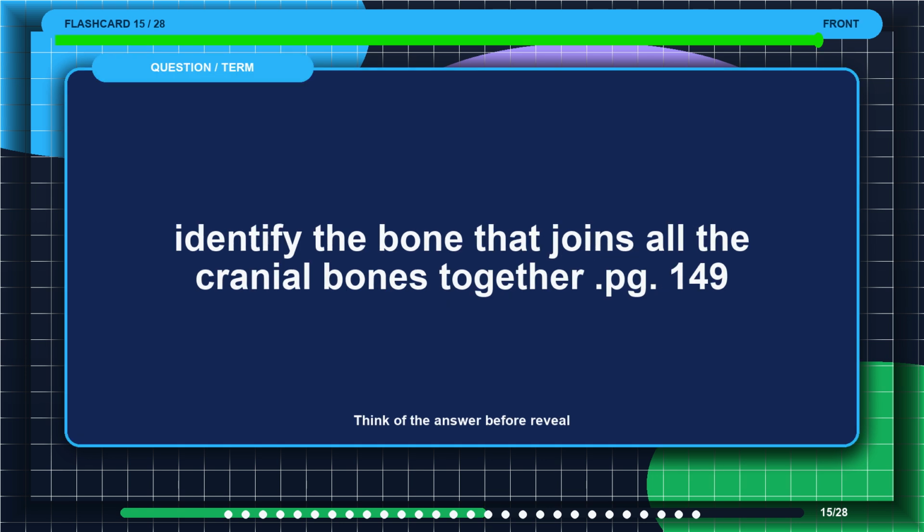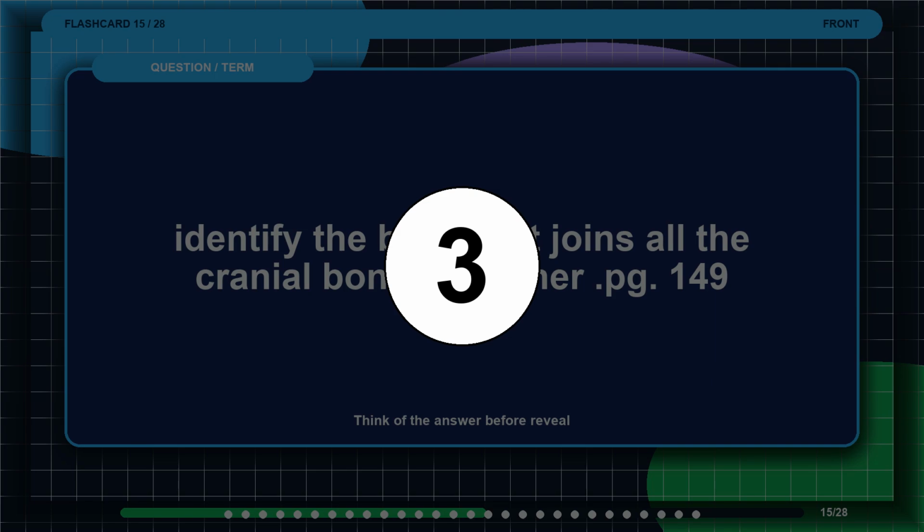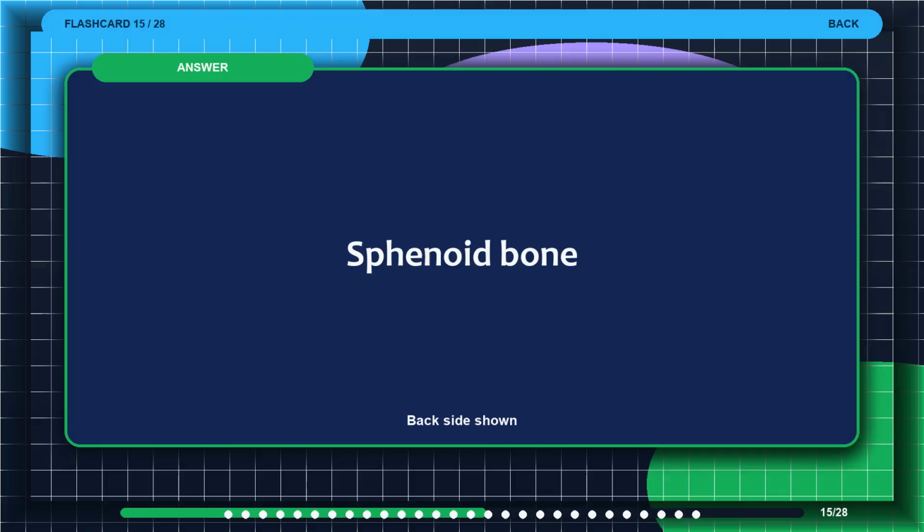Flashcard 15. Identify the bone that joins all the cranial bones together. PG 149. Pause and think of the answer before the reveal. The answer is: sphenoid bone.